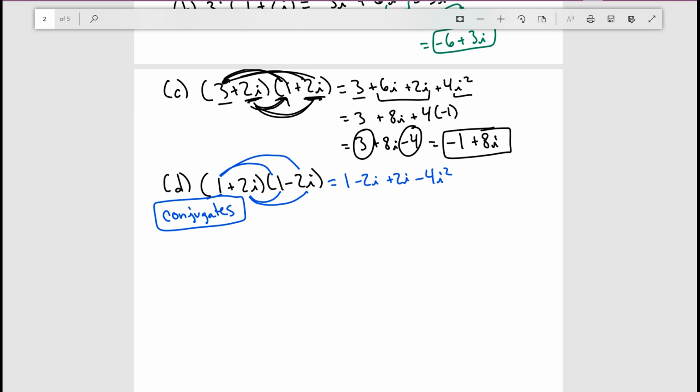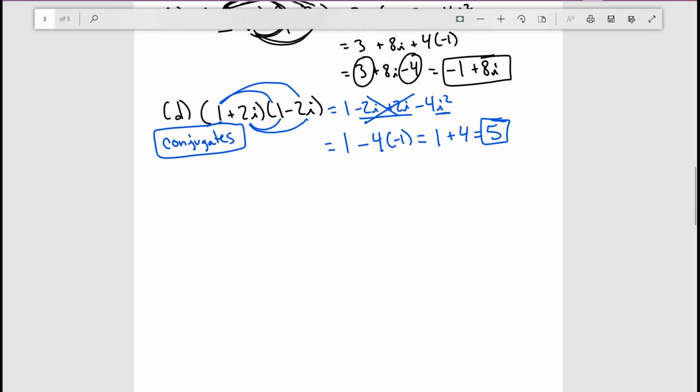So what I'm left with is 1. This is going to cancel out, and you're left with minus 4. The i squared is just negative 1, so you're left with 1 plus 4, which gives me 5. And that is my final answer. Actually, I ended up getting a number on the bottom, which is really good. Which brings us now to division, which is our last topic.